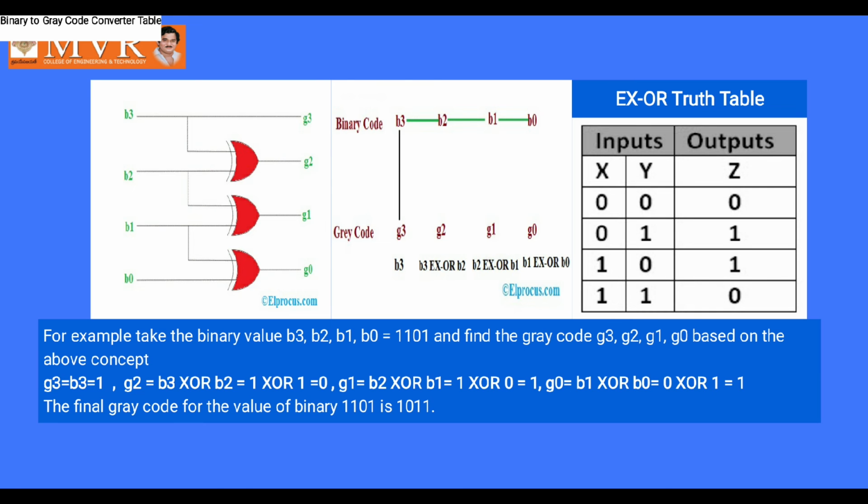The most significant bit of binary is written as it is as the most significant bit of gray code. Please remember this. The remaining gray bits are calculated by using the XOR operation of the consecutive binary values. The consecutive binary values' XOR output is equivalent to the remaining gray bits. This is the way how you convert a binary code into gray code.